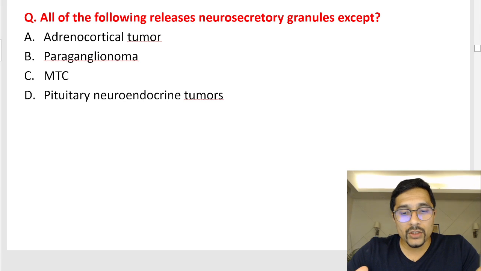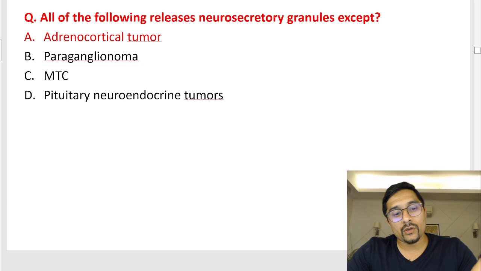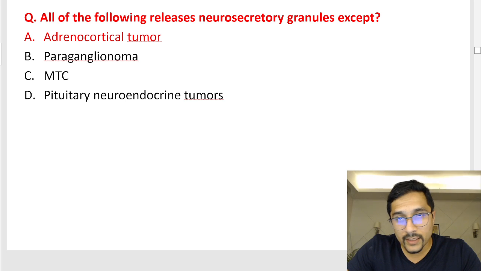All of the following release neurosecretory granules except, so adrenocortical tumor does not release neurosecretory granules.